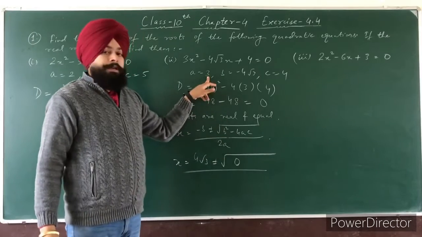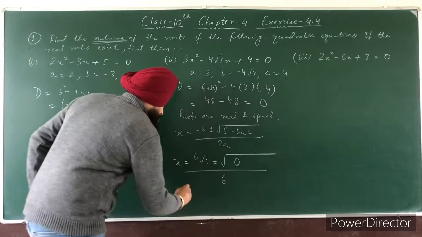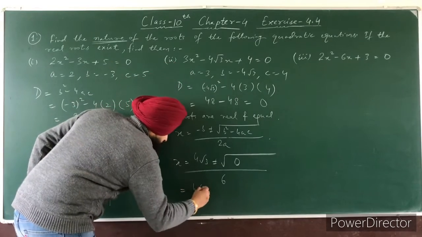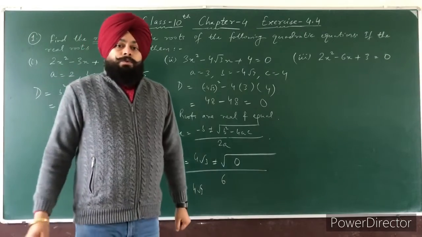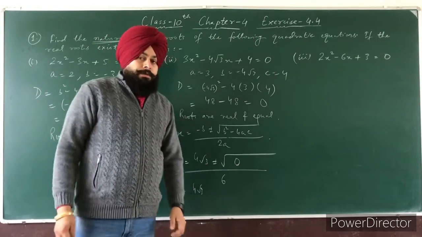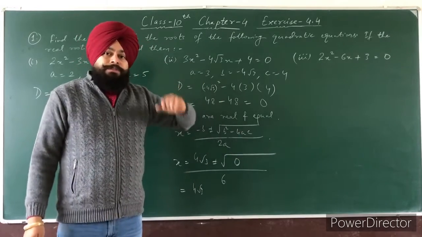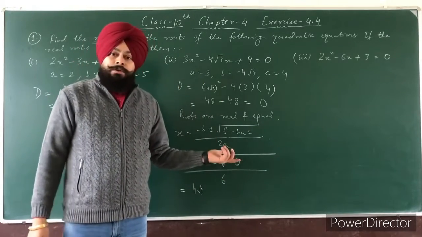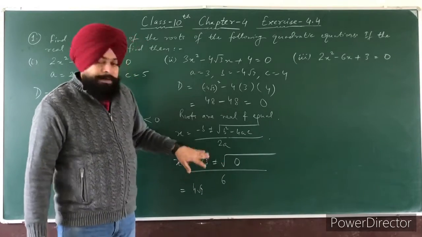Divided by 2a. Value of a is here 3 and 2 3s are how much? It is 6. So what should we have here? 4 root 3 plus minus root 0. So what is the meaning of plus minus root 0? Plus minus means one time you will add 0 and one time you will subtract 0, because root 0 is 0. So when you add or subtract 0, the value 4 root 3 remains the same.